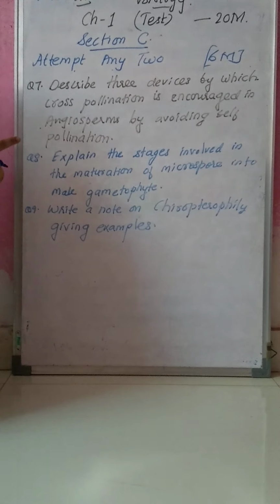Then question number 9. Write a note on chiropterophily giving examples. What you have to do here? You have to write a note on chiropterophily. Chiropterophily is pollination with the help of bats. So you have to write about that. You have to write the floral adaptations and you have to give examples of chiropterophily. Okay.